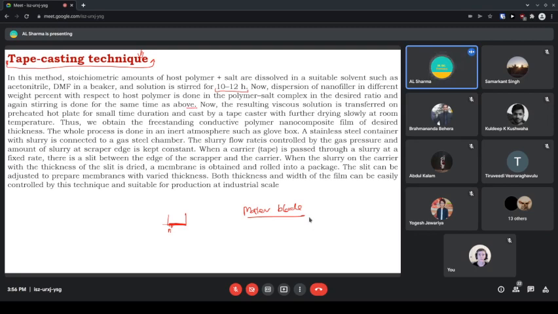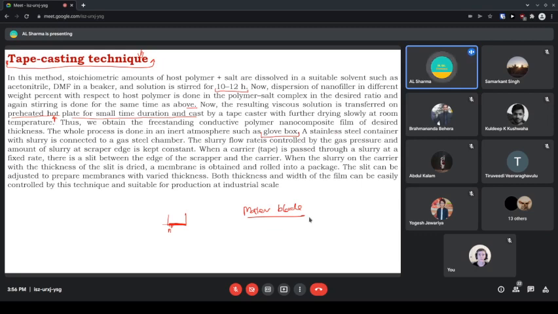Now the resulting viscous solution is transferred onto a preheated hot plate for a small time duration. This preheated hot plate may be heated, may not be heated; it depends on your requirements. It is cast by a tape caster with further slow drying at room temperature. Thus, we obtain freestanding conductive polymer nanocomposite films of the desired thickness. The whole process is done in an inert atmosphere such as a glove box, again depending on your requirements.